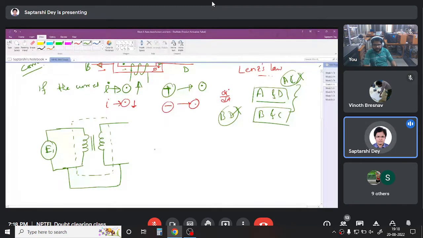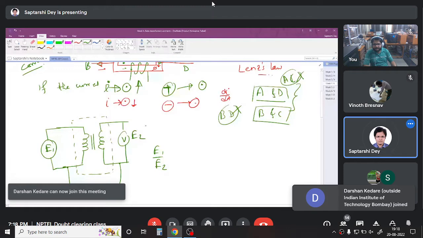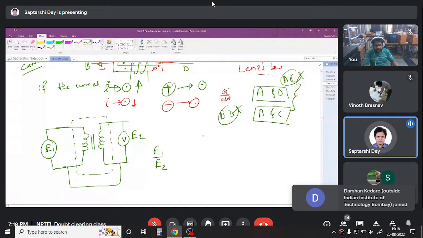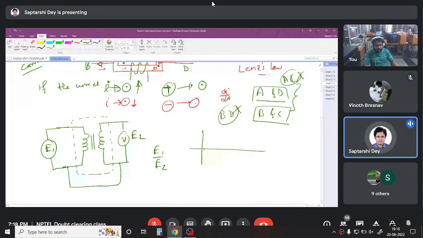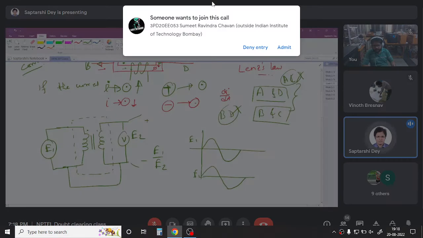Now suppose the transformer has a turns ratio of E1 by E2. So a voltmeter connected here will read E2. But the question is, what is the polarity of it? One way, not an easy way, since you need resources for that: you can connect one oscilloscope to find E1 and another oscilloscope to find E2, with a probe here and the ground here. And if you find that E2 is in phase, then this is dot, this is dot.